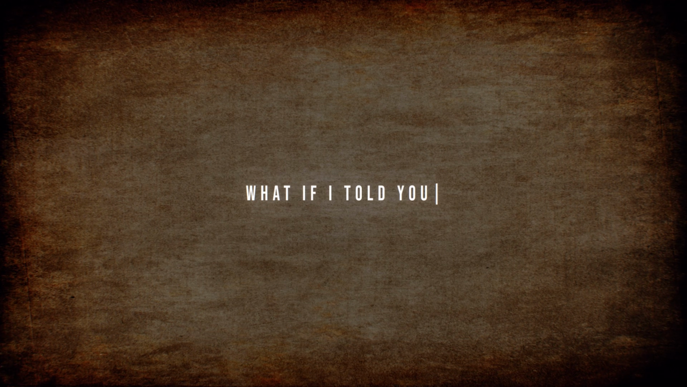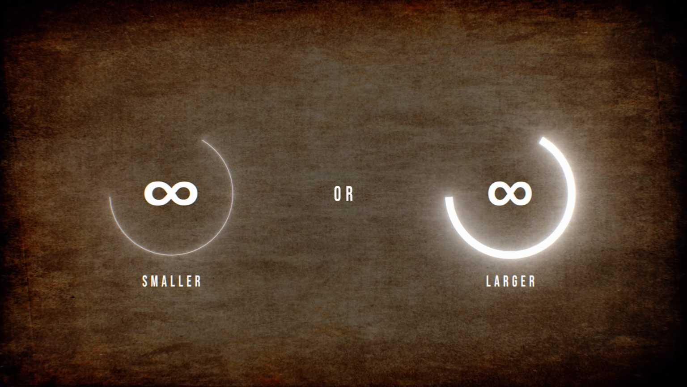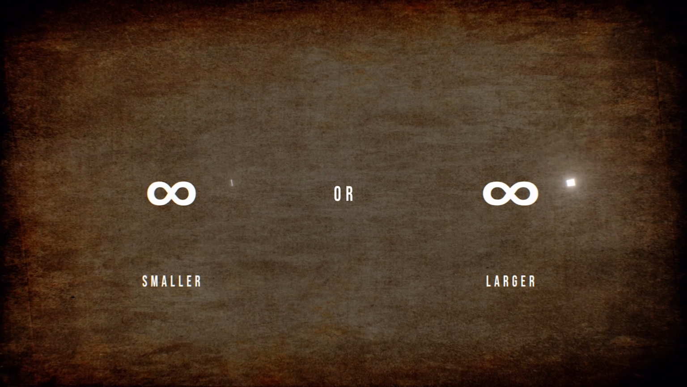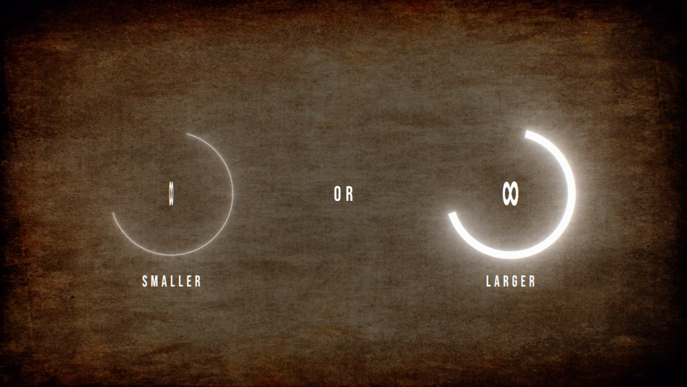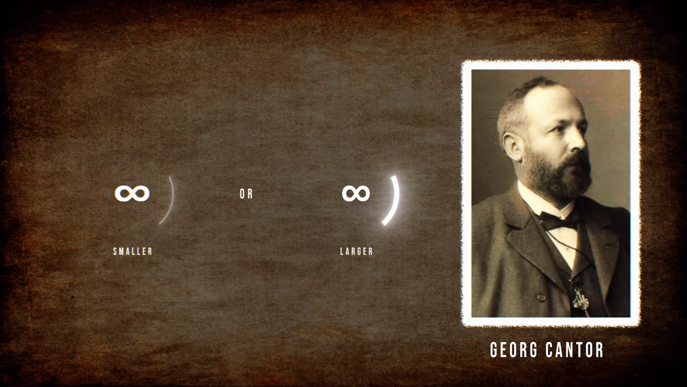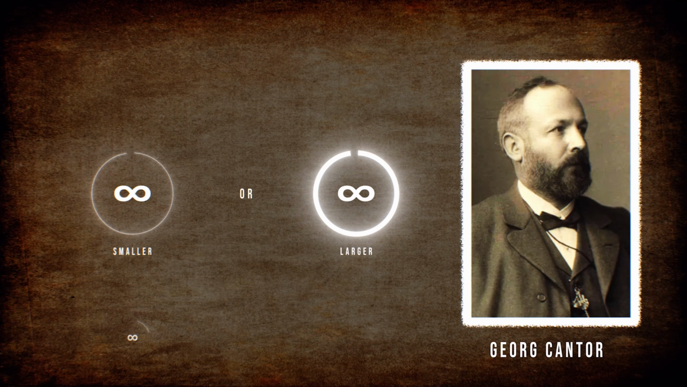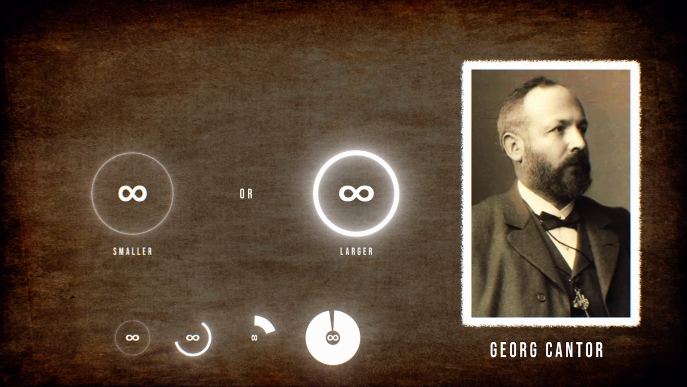What if I told you that not all infinities are equal? It sounds contradictory, even impossible. How can something that's endless be smaller or larger than another endless thing? This paradox of size within infinity is at the heart of the work of mathematician Georg Cantor, who revealed a truth about infinity that few people could have anticipated. There are different sizes of infinity, each more expansive than the last.